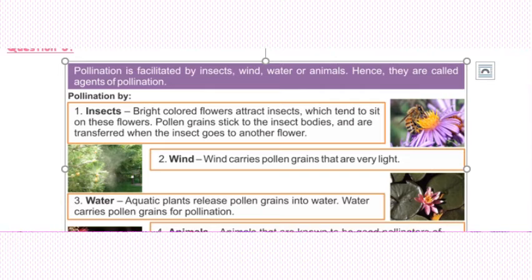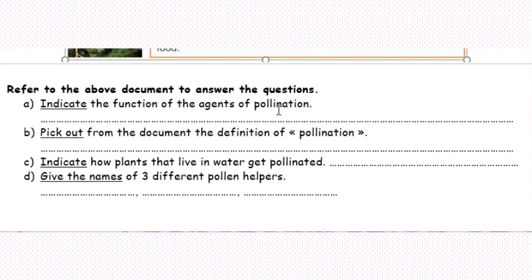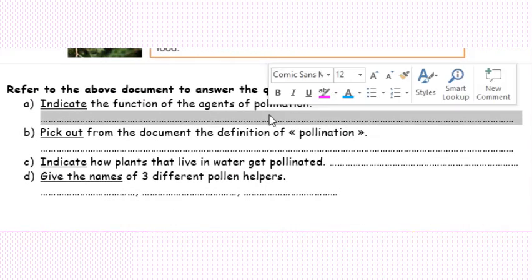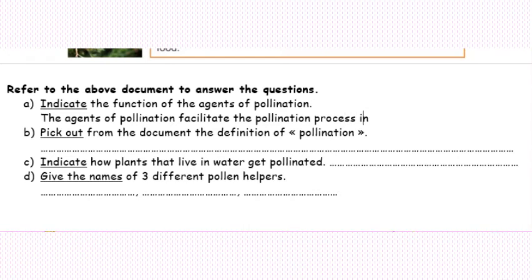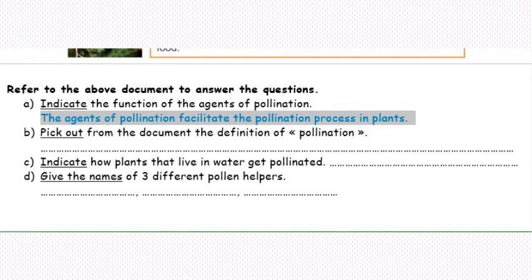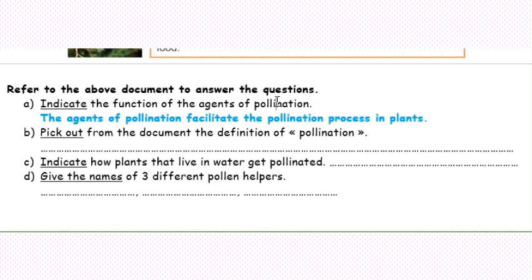Is to facilitate the pollination process. So I'm gonna write it right here. The agents of pollination facilitate the pollination process in plants. And these agents of pollination can be wind, water, insects, different animals.